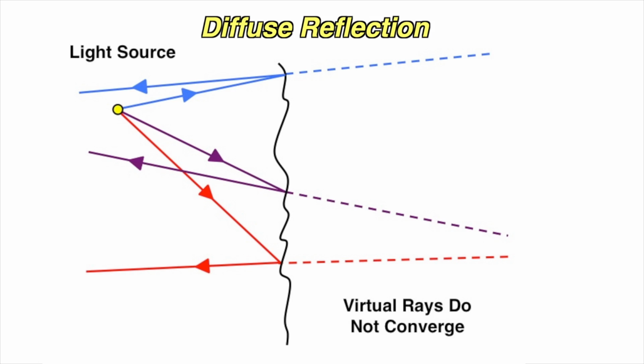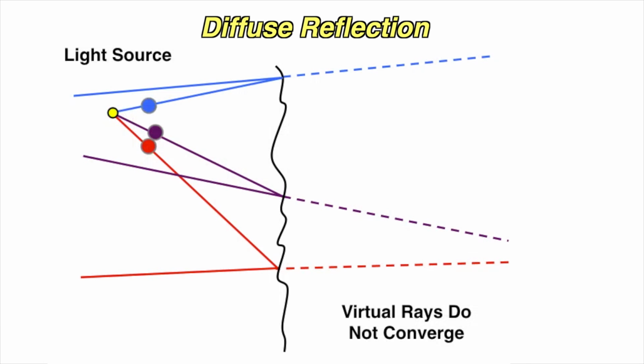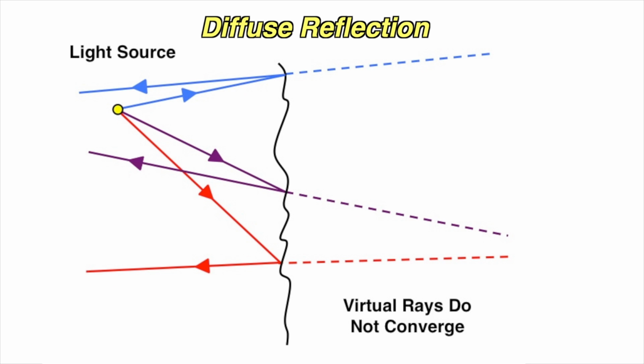The light scattering off the coin is an example of diffuse reflection or scattering. The light from the light source will bounce off the rough surface in all different directions. There is no virtual image in this case, as the virtual rays, represented here with dashed lines, do not converge.